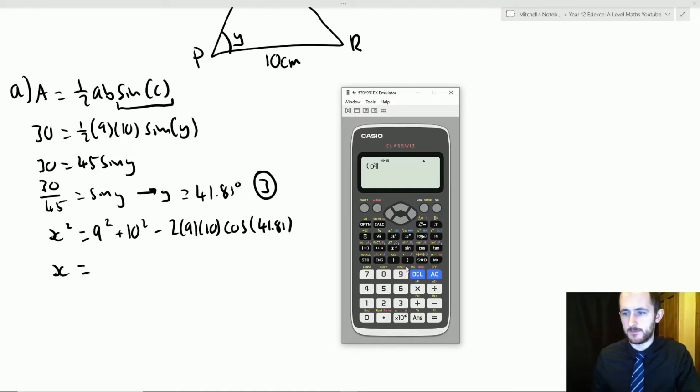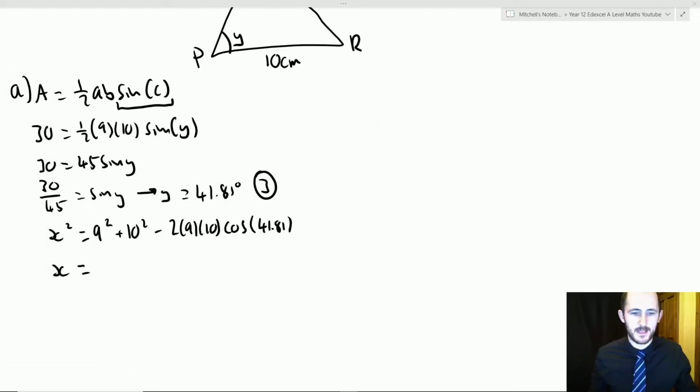So we have 9 squared. Whoops, messed that one up. It's 10 squared minus 2 times 9 times 10, and then cos 41.81. All you have to do now is square root it, and you get 6.84 centimeters to 3 significant figures.